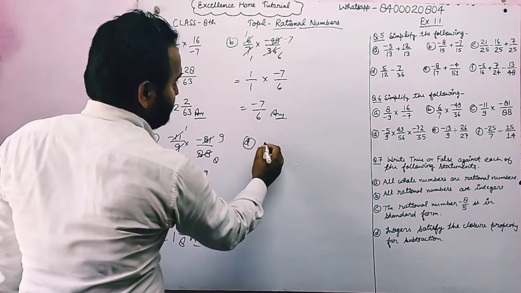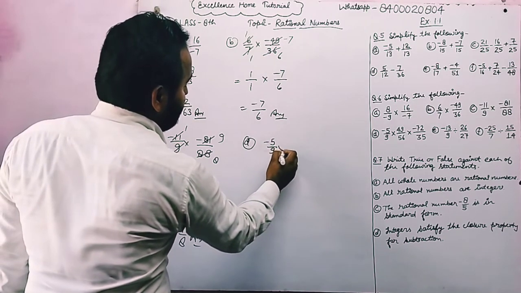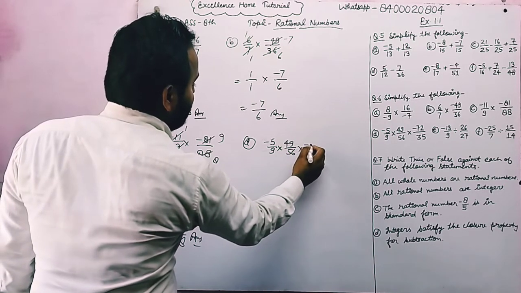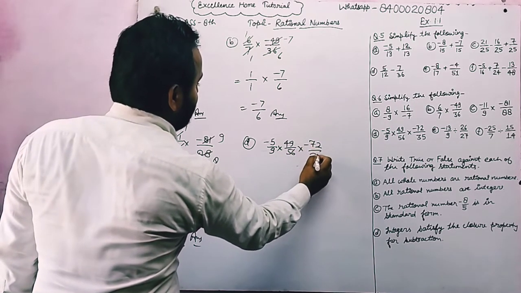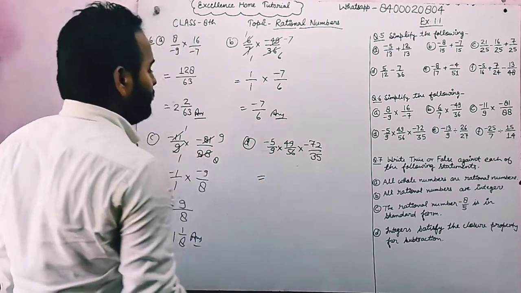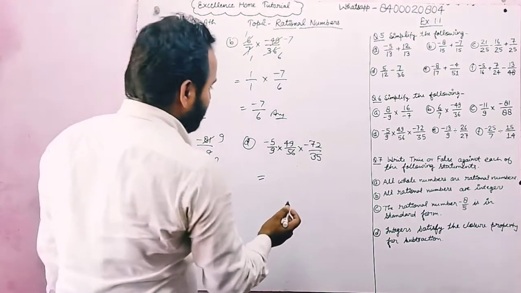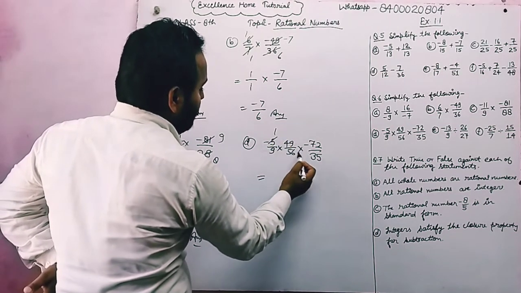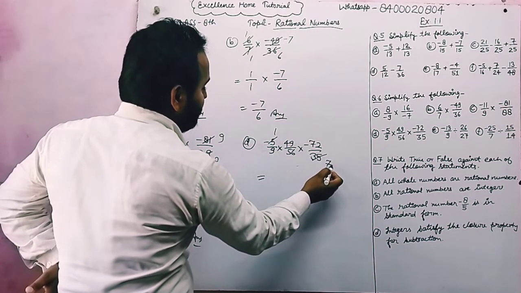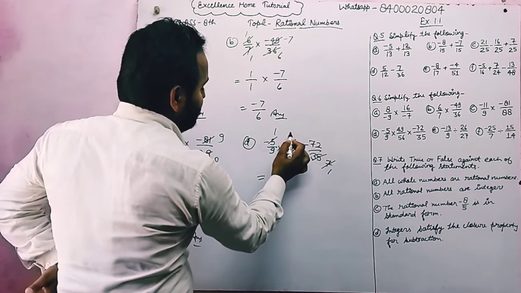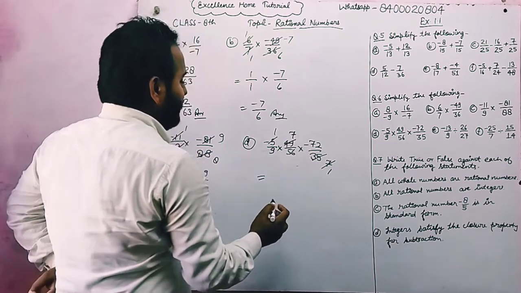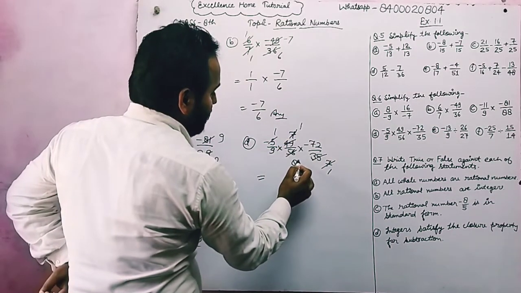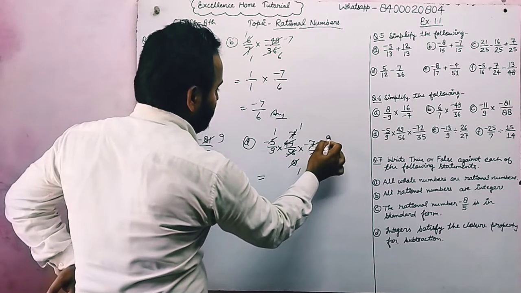Moving on, part D: minus 5 by 9 into 49 upon 56 into minus 72 upon 35. So first of all, we have to cancel out the numbers if possible. So 5 times 1 is 5, 5 times 7 is 35, 7 times 1 is 7, 7 times 7 is 49, then 7 times 1 is 7, 7 times 8 is 56, 8 times 1 is 8, 8 times 9 is 72.